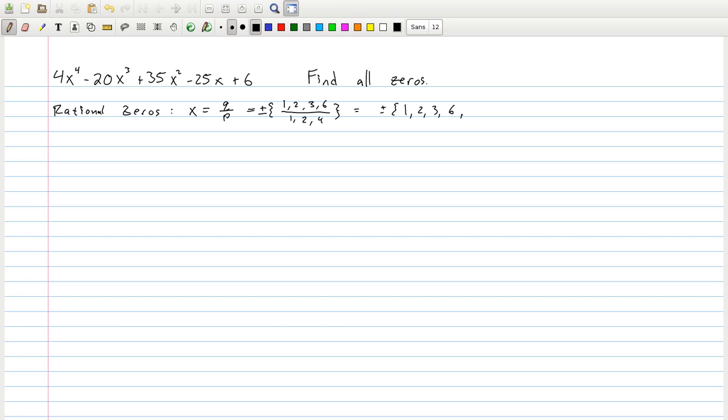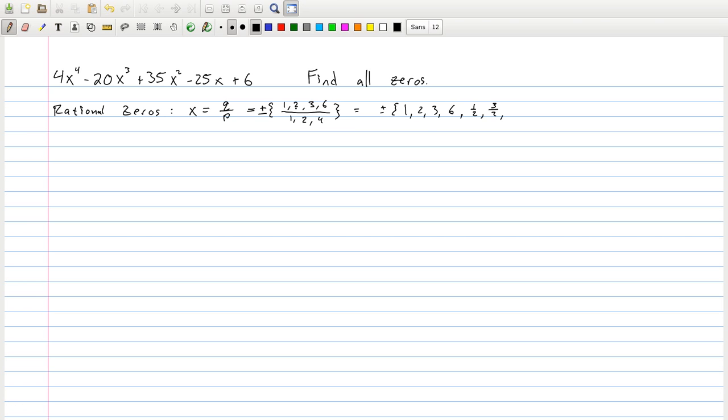We take this entire list and divide it by 2. This would include 1/2, 2/2, which is the same as 1. We already have that in our list, so we don't need to repeat it. 3/2, 6/2, which is 3, but we already have that in our list.